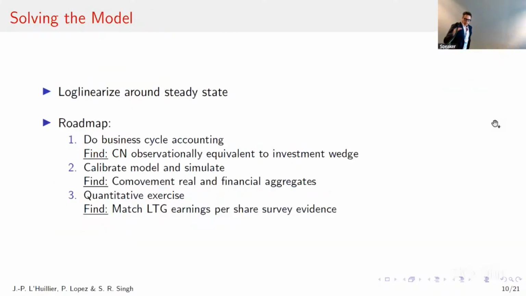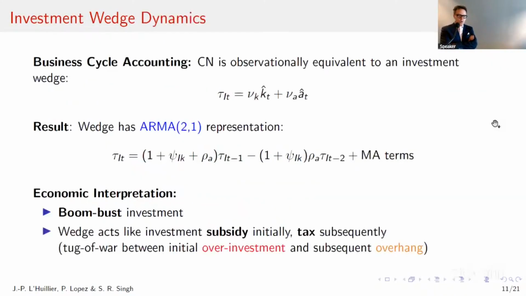So to solve the model, we log-linearize around the steady state. And here's the first result: investment wedge dynamics. The exercise here is we look at the dynamics of real variables in the computational neglect RBC model, and we want to figure out what the wedges are in a rational expectations prototype model that are observationally equivalent. Basically, I try to give a business cycle accounting exercise. And this is what we get.